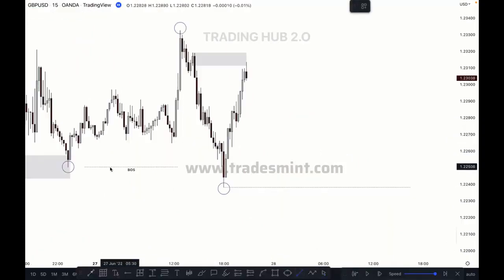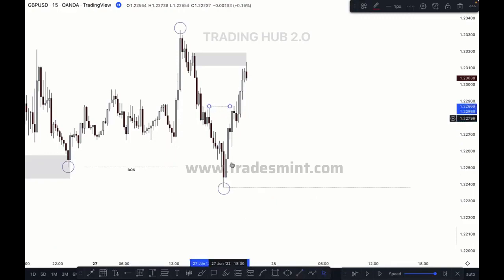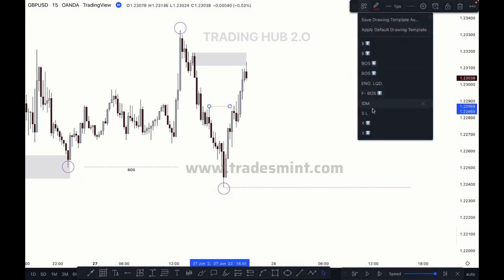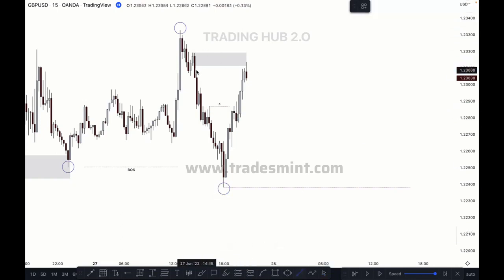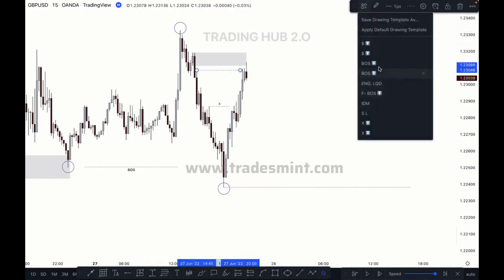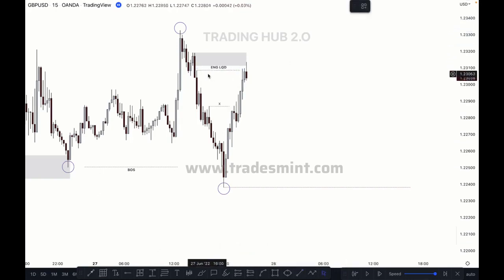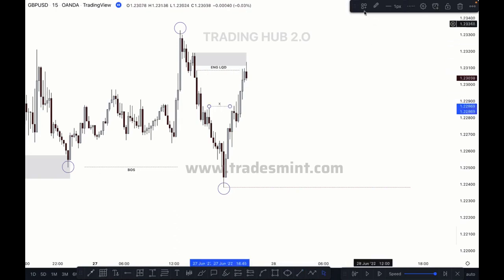In this case, the market breaks the structure. Our first inducement is here. After taking out this high, this low is confirmed. And after taking out this high, where is our engineering liquidity? On the extreme, here. This is called our engineering liquidity, and this is our inducement.